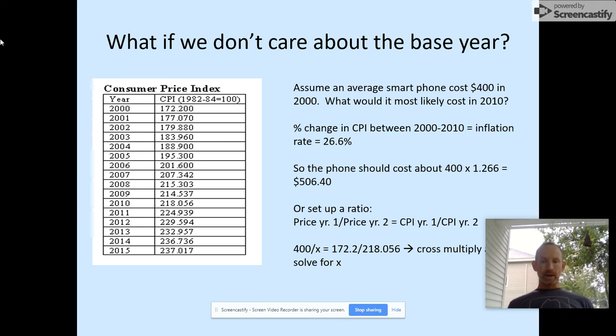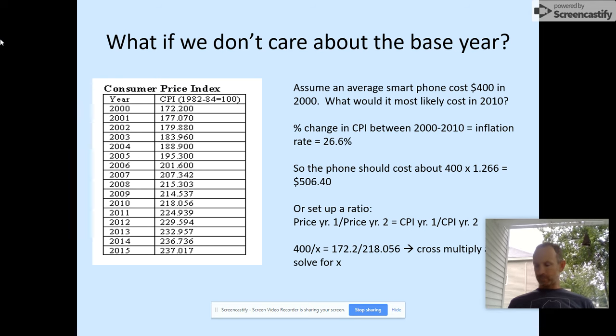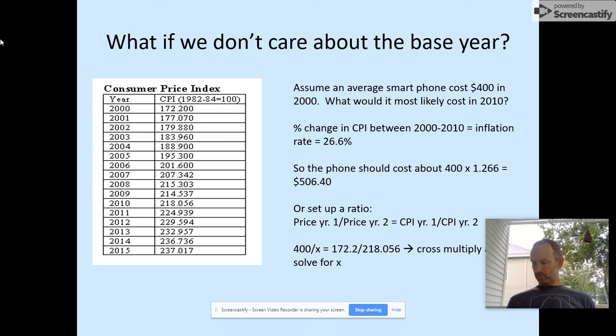Another way to do the same problem, the way that I really like to do these, is just to set up a ratio like the one at the bottom there. The price of the good in year one divided by the price in year two is going to be equal to the CPI in year one divided by the CPI in year two. So in this case, that would be 400 over X. X is your year two, the unknown year, 2010. 400 over X is going to equal the ratio of 172.2 over 215. Cross multiply and solve for X. You're going to get the same answer. Anyway, there are two ways of doing that. Take your pick. I don't really care how you do it.